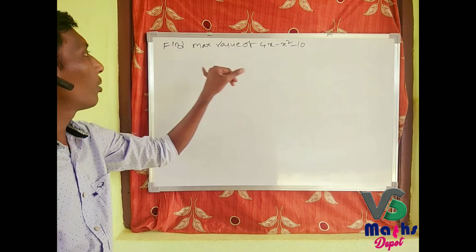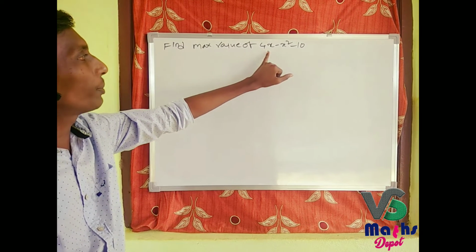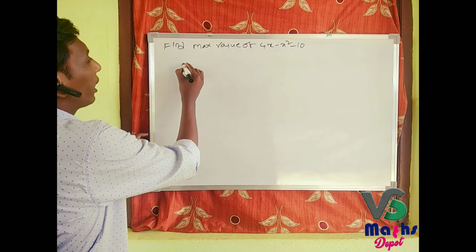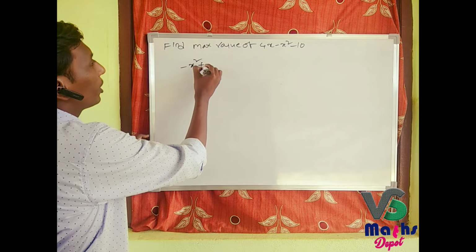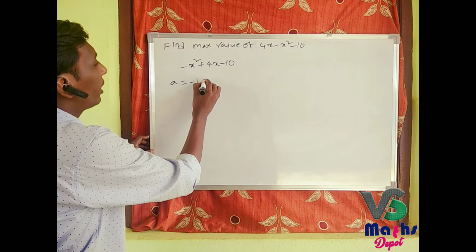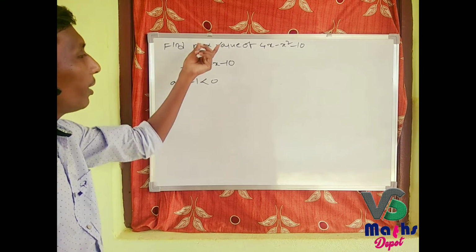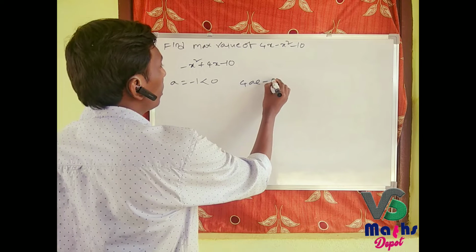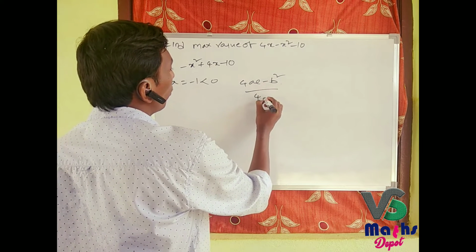Now let us take another problem. Find the maximum value of the expression 4x minus x square minus 10. Here we can write minus x square plus 4x minus 10. Here a is equal to minus 1, less than 0. Therefore, we will get the maximum value. The maximum value is (4ac minus b square) by 4a only.